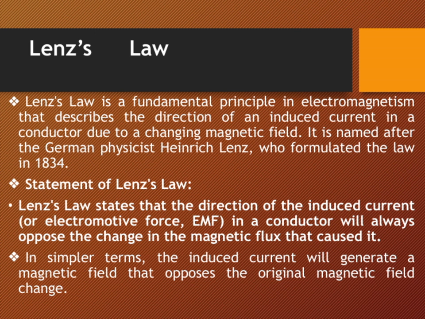So the key point here is that whenever there's a change in magnetic flux, meaning the magnetic field passing through a conductor, the induced current will always act to oppose that change. In other words, the current creates its own magnetic field that tries to cancel out or resist the original change in the magnetic field. To put it simply, if you imagine pushing a magnet towards a coil, the coil will generate a current that pushes back against the magnet's motion.